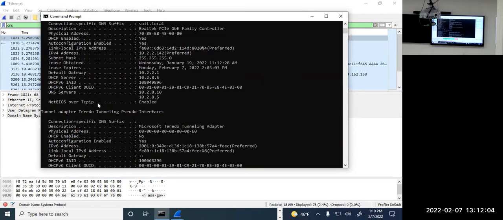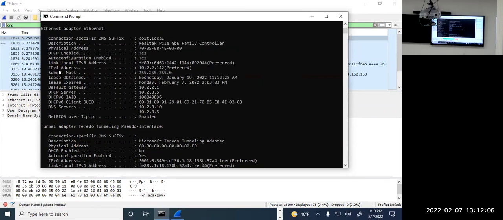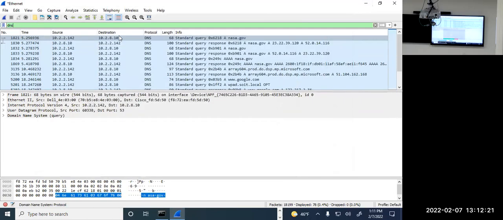You can see it here, right? On my computer, my IP address here is 142. My default gateway router is here, and I have the DNS server here, 10.2.8.10. That's why it queries 10.2.8.10, because it routes to it, right?